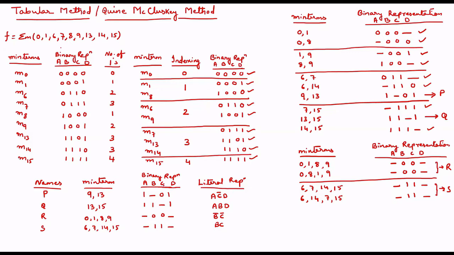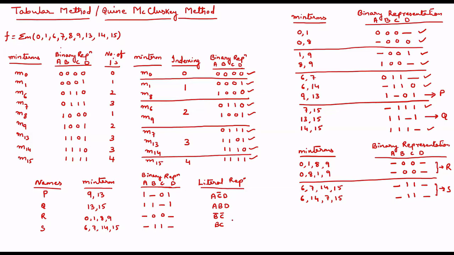Now what is the literal representation of this one? Okay. You see, this is A. B is not there. C complement D. I have taken that one. This is A, this is B, this is D. I have taken. Now this is what? This is blank. So this is B complement, C complement. I have taken. This is B, this is C. I have taken. So I got the literal representation. So these are what? These are my prime implicants.